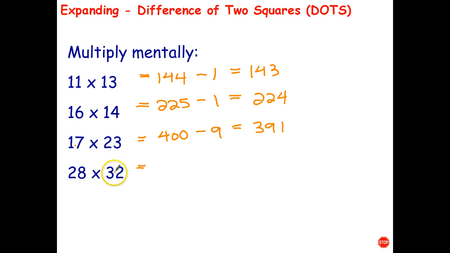Okay, well, 28 and 32, 30 is the number halfway between those two. 30 squared is 900, and the difference from 30 to 28 and 30 to 32 is 2, so minus 2 squared, which is 4. Final answer, 896. Okay, in the next video, we're going to show you how we can apply this to multiplying a binomial times a binomial quickly.